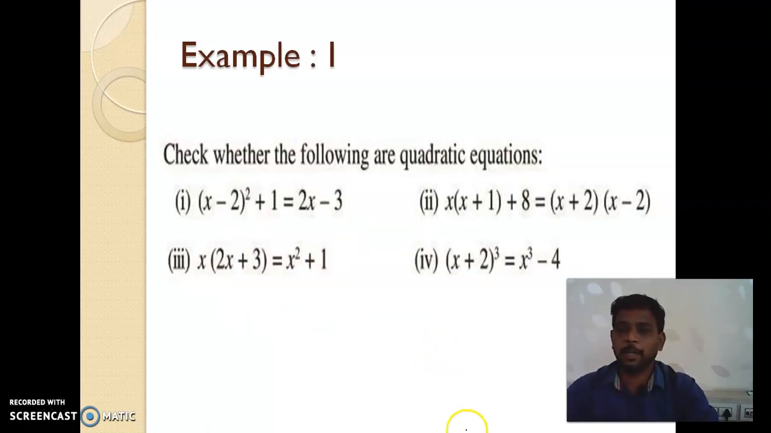So look at the example here. Check whether the following are quadratic equations or not. Four equations are given here, and we are going to check whether they are quadratic or not. Okay, so quadratic means what?